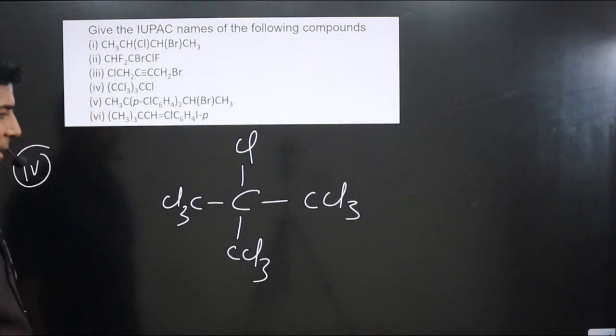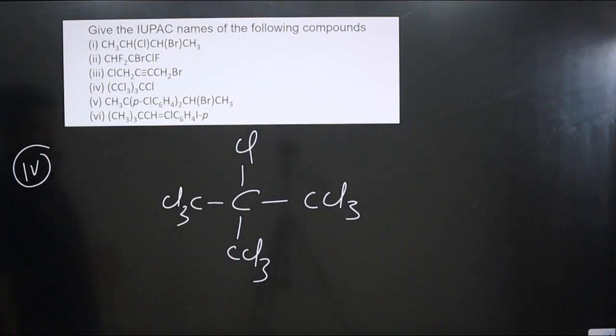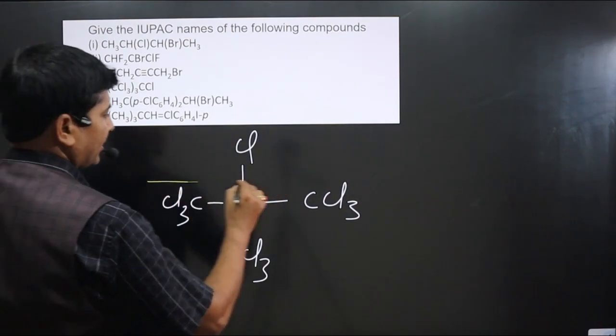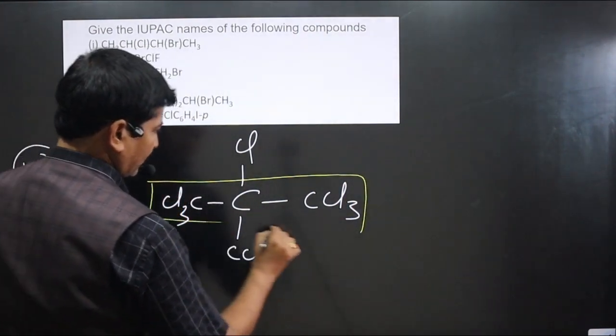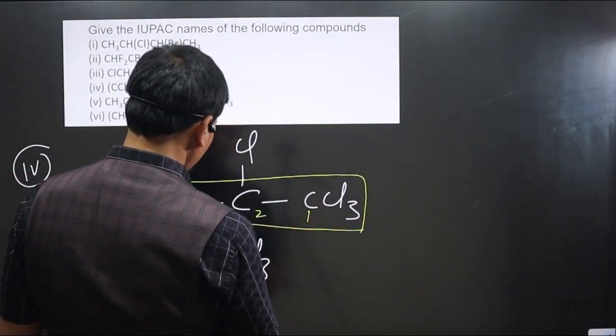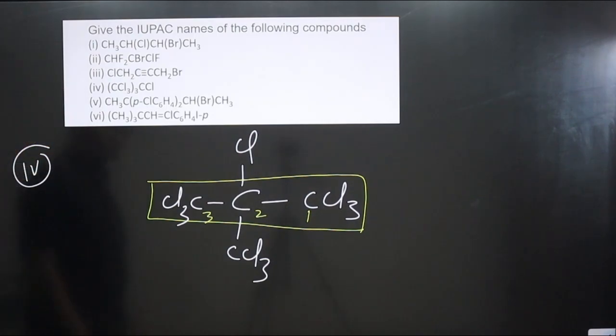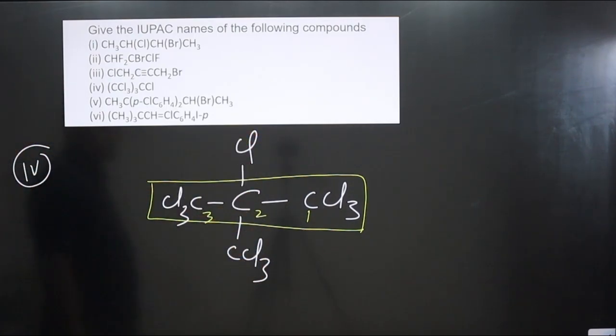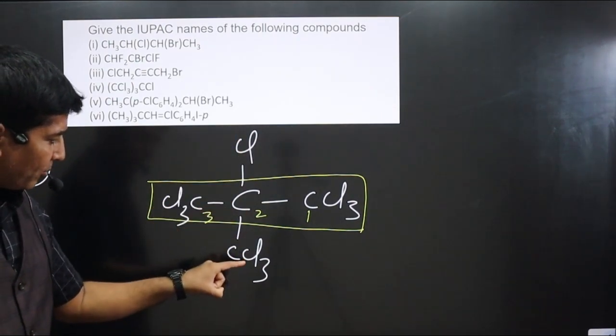Very interesting. So select the parent chain. You can see 1, 2, 3. This is the parent chain. So it is 1, 2, and 3 is there. You got it? To the second carbon, Cl and CCl3 is attached. Now we can name these first of all.